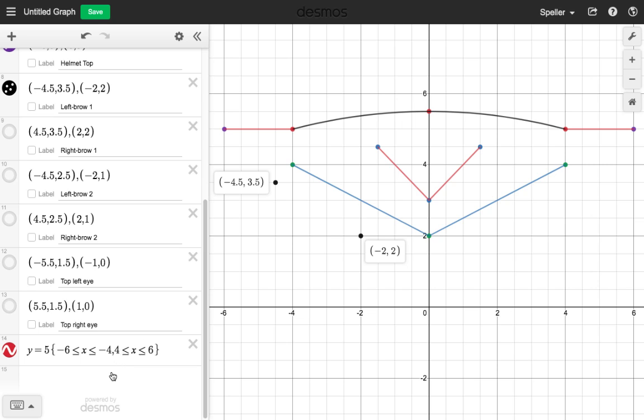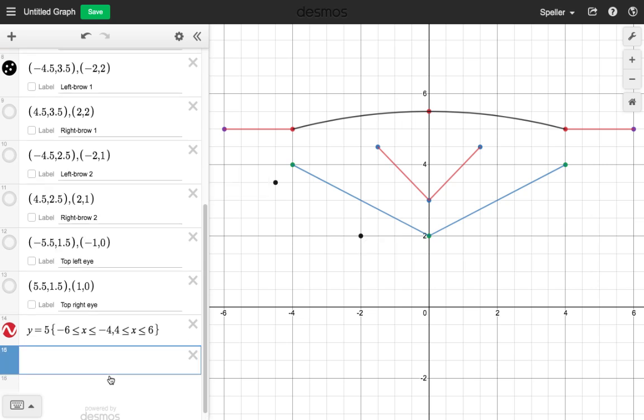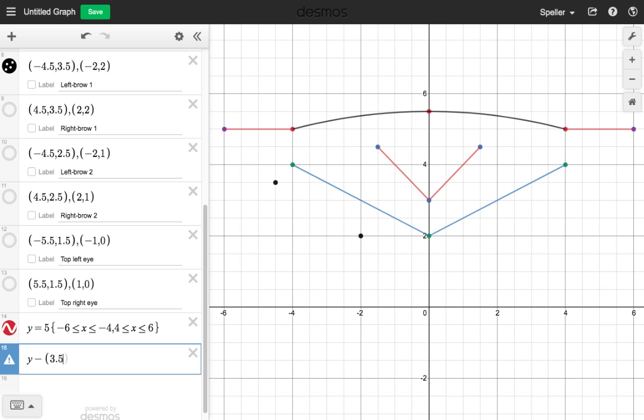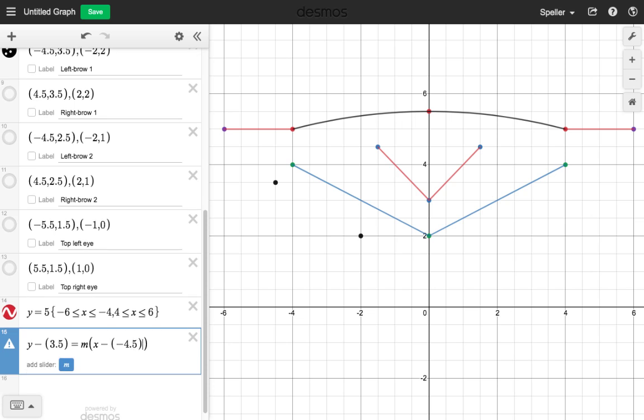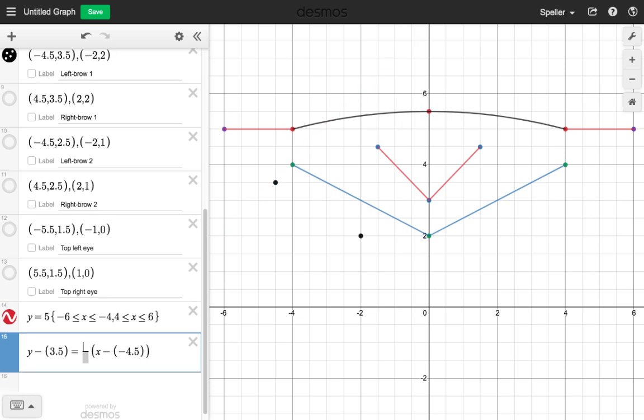To do that, I'm going to use the point slope formula. For the point slope formula, I'm going to use this first point as the point that I want to use. So the y value here is 3.5. I'm going to place in here y minus 3.5, and I'm going to put that in parentheses. It's equal to m, and I'm going to place m in here in just a moment, but I want to do the x value first. So x minus, and the x value here is negative 4.5. I want to place that also in parentheses, negative 4.5.